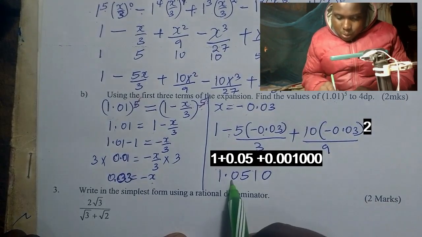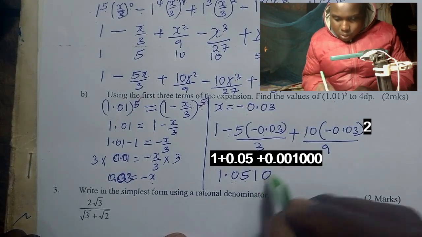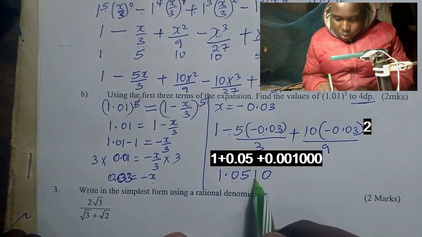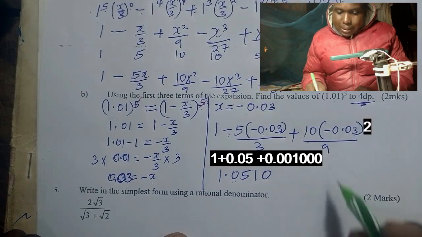4 decimal places: 1, 2, 3, 4. So you add a 0 to make sure it is 4 decimal places.